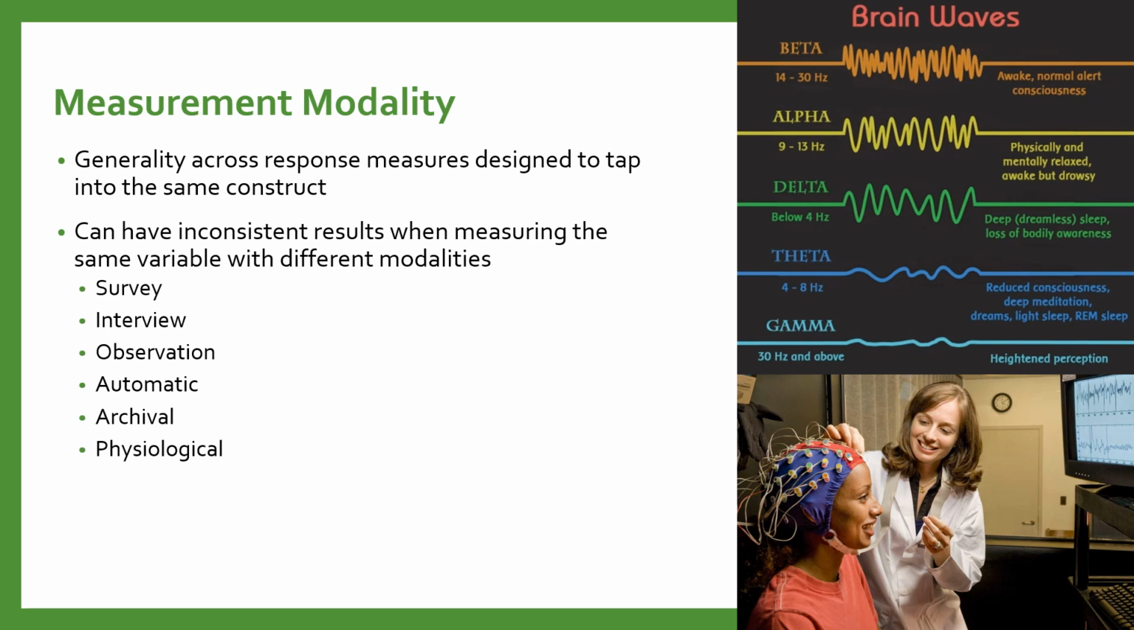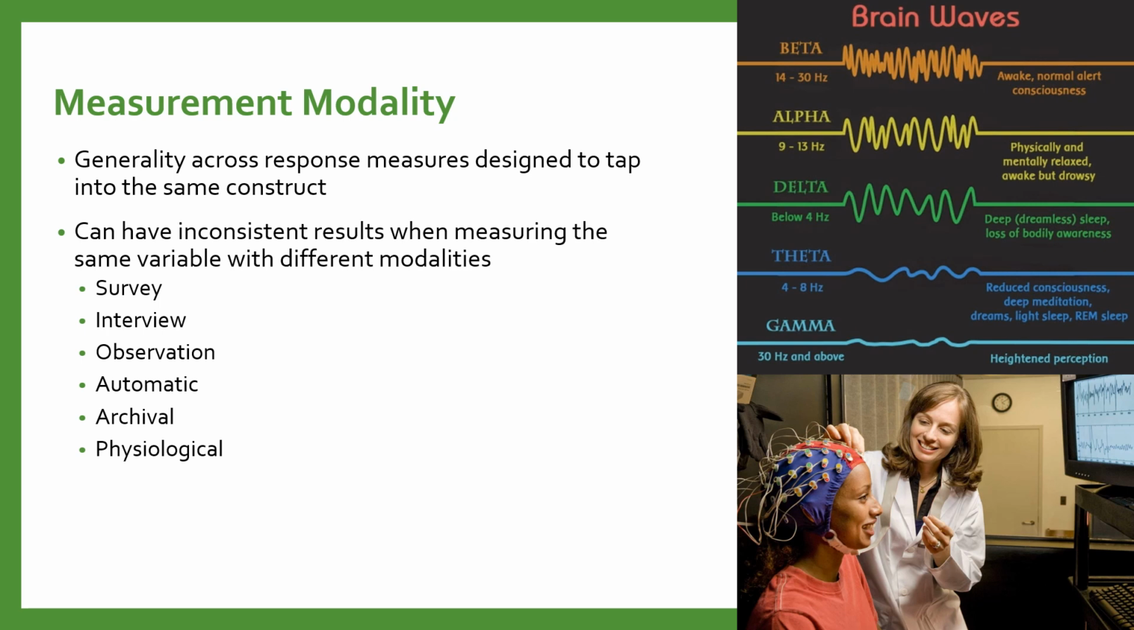And so measurement modality is all about how well does the way that you operationalized or measured your construct in the study translate to other measurements of that construct and to the real levels of that construct in the population at large. So it's all about how well you're tapping into the same construct with different types of measurements.